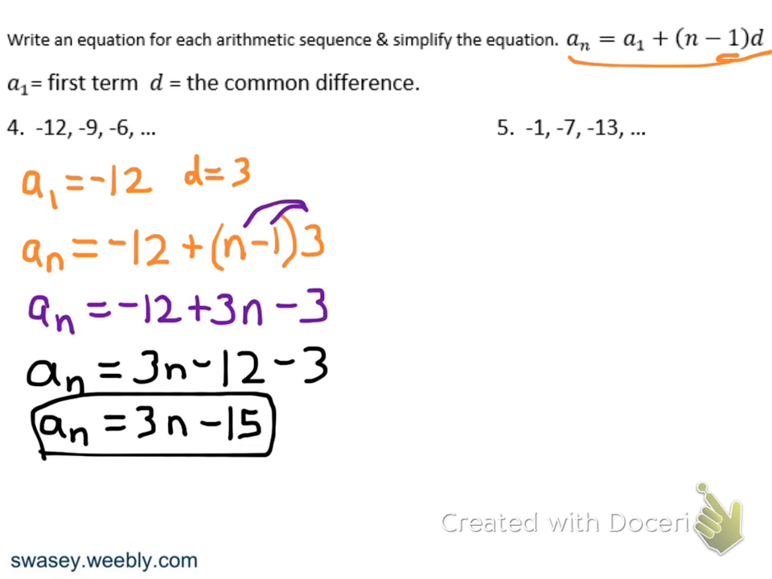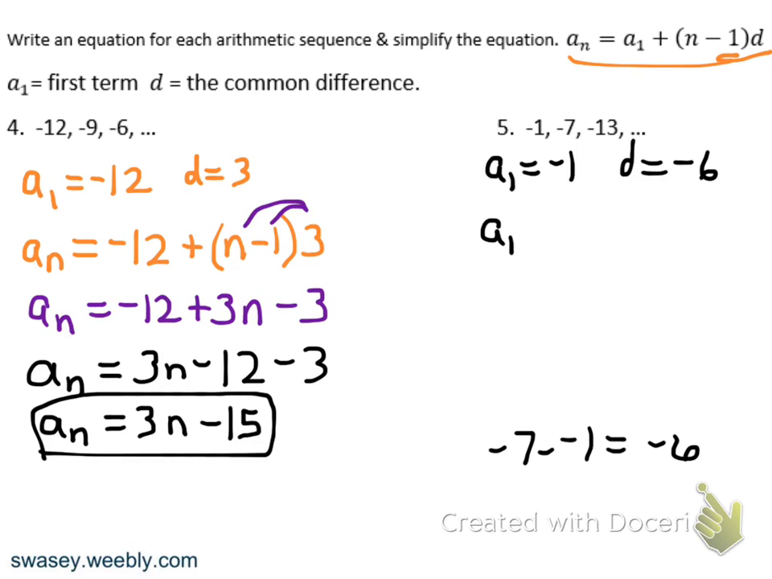For number 5, our first term is negative 1. Common difference, if we take negative 7 minus a negative 1, we get negative 6. Substitute in A sub n equals A sub 1, which is negative 1, plus n minus 1 times our common difference, which is negative 6.